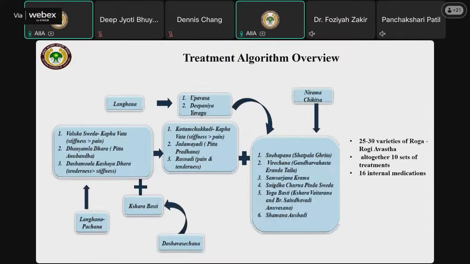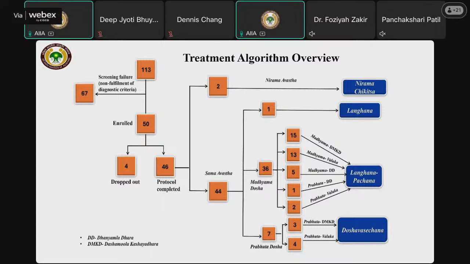This is an overview of the basic algorithm that we followed. We had 25 to 30 varieties of various stages of diseases where we had this intervention being carried out. We had 10 sets of treatments which were interventional and 16 internal medications as a black box design as per the stage of the disease and the stage of the diseased. We very specifically induced these based on the criteria, and we tried to assess the outcomes after the treatment and follow-up, and also we tried to assess the microbiome.